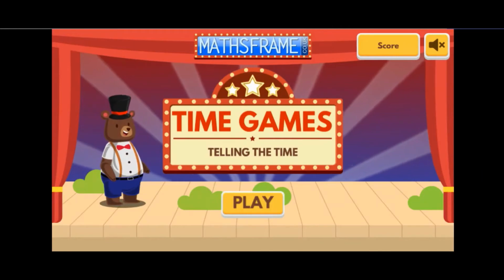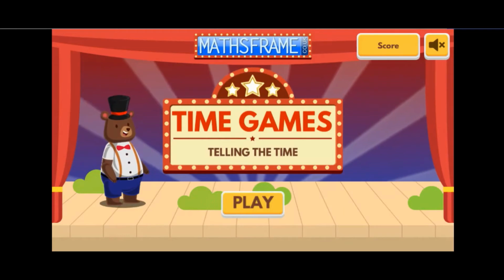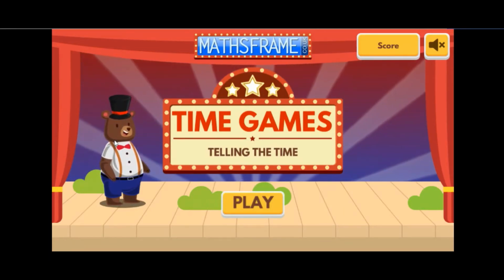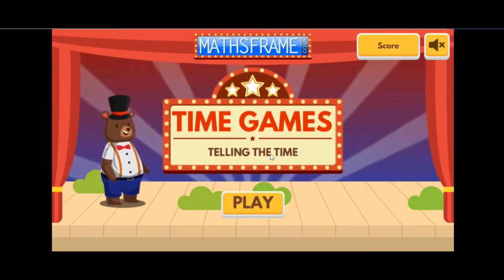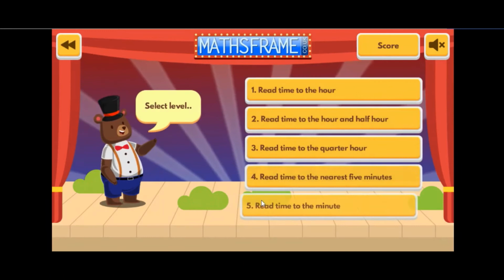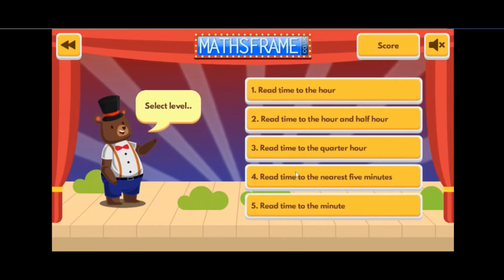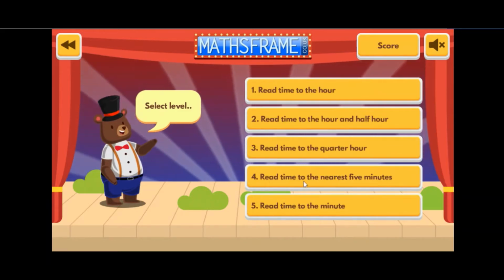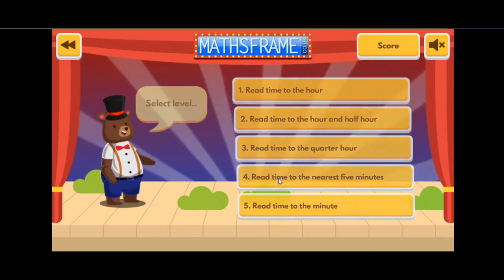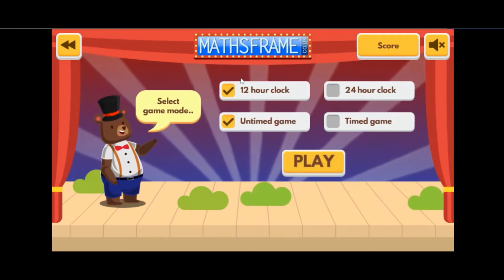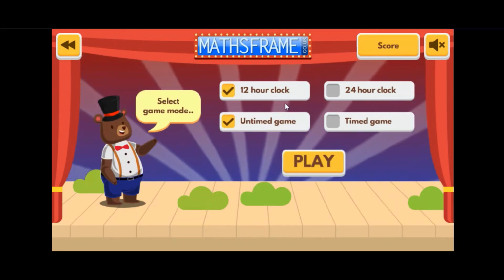Okay, so this game looks very, very similar, and it is very, very similar, but it's just going to be testing our digital time. And this time we've got a brown bear and not a polar bear. And I will again put the link to this game underneath the video so you can have a go at home. Now again, we're going to have a go at level 5, which is reading the time to the nearest 5 minutes. But I bet a lot of you could probably have a go at level 5. We're going to do level 4, and you could try level 5 at home. Right, level 4. We're going to do untimed, and we're going to stick to 12-hour clock for now, and we'll talk more about 24-hour clock another time.